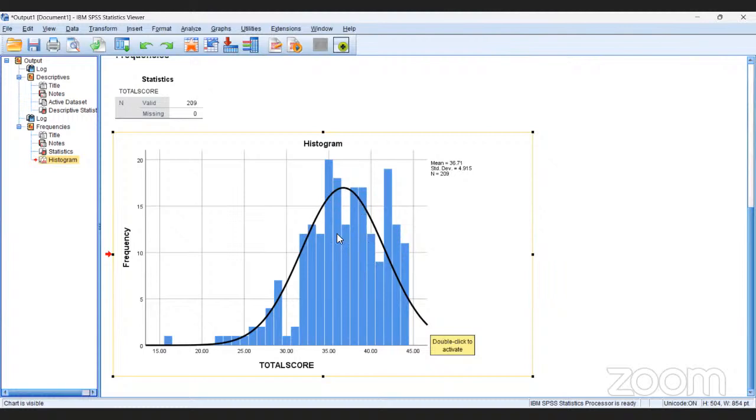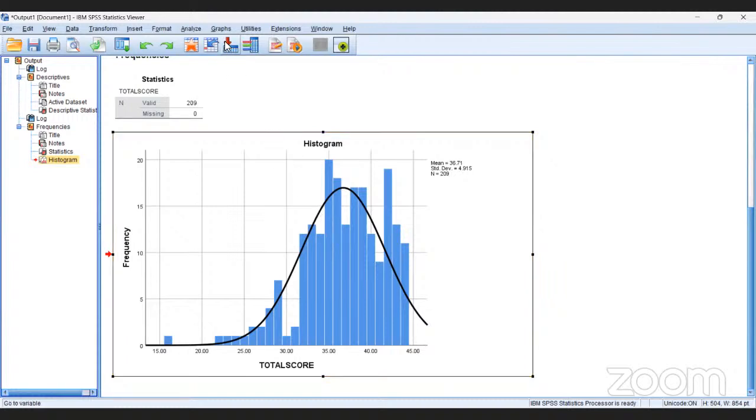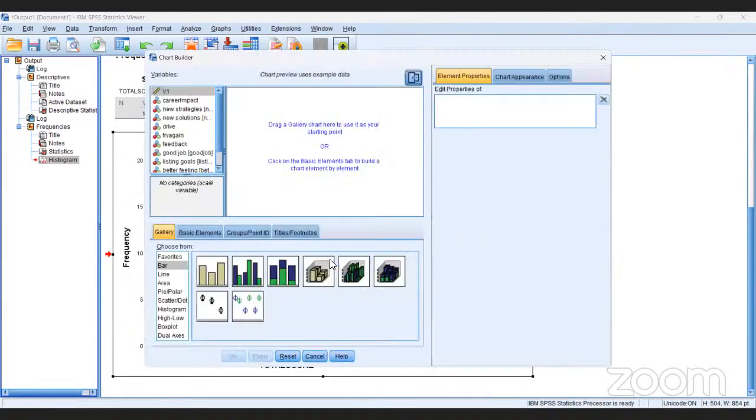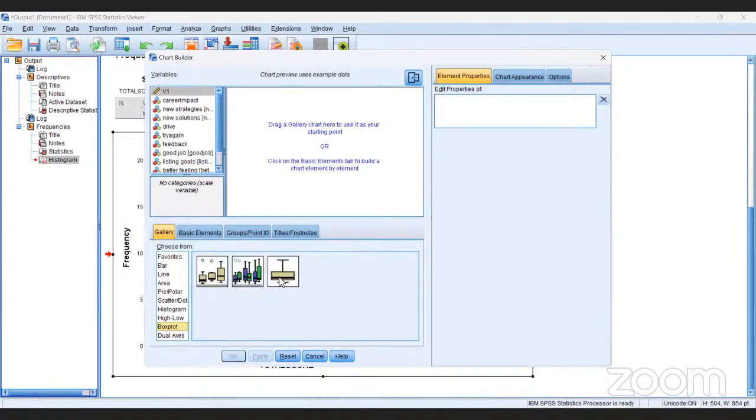You said that we'll have to check the outliers. Can we do that in SPSS? Yes, definitely. I will show you. Now I click graphs, then chart builder. This is visible to you? Yes, sir. So this is the box plot.